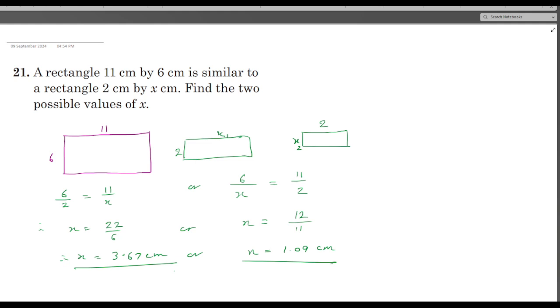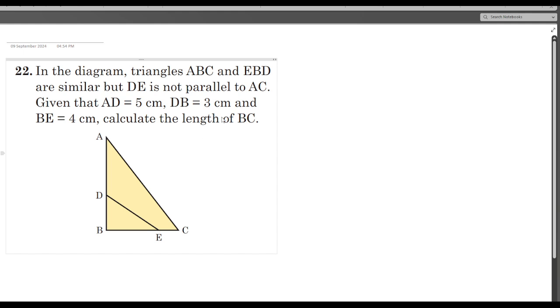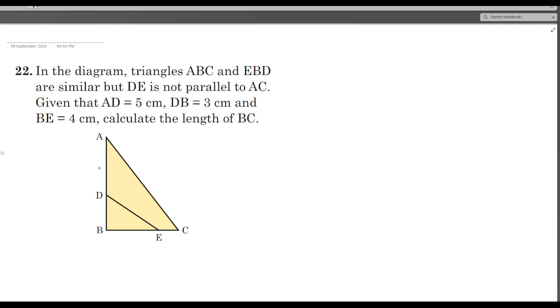Now next question. In the diagram, triangle ABC and EBD are similar, but DE is not parallel to AC. Given that AD is equal to 5, BD is equal to 3, so this is 5, BD is given 3 and BE is given 4, we have to calculate the length of BC.